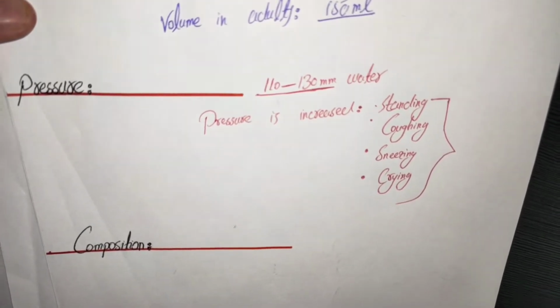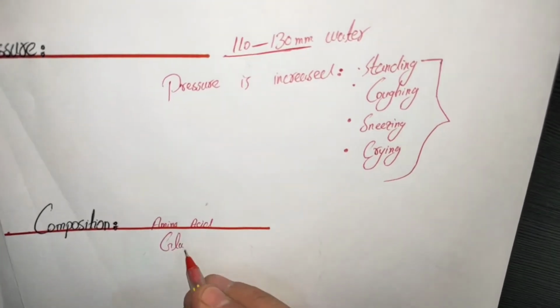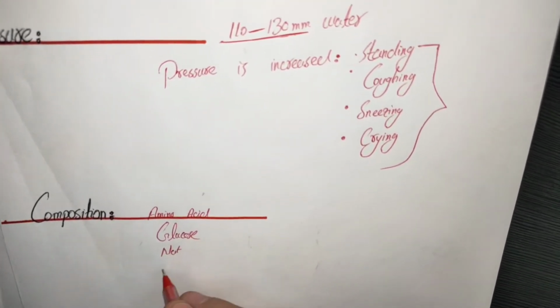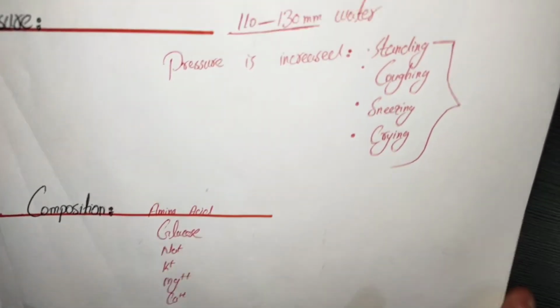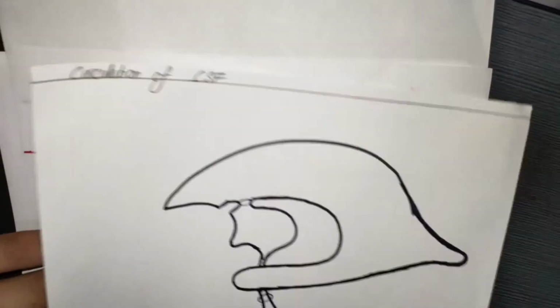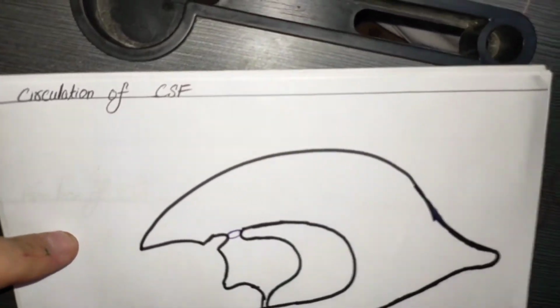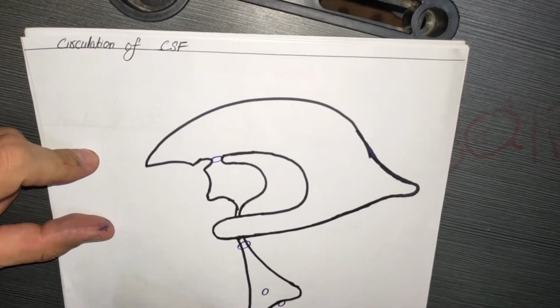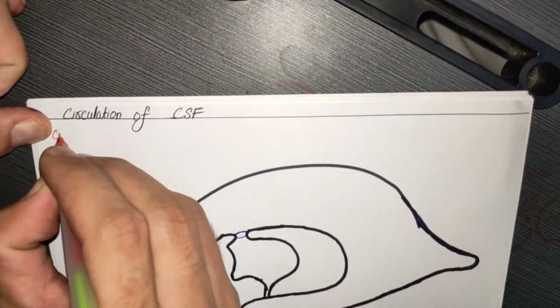Composition. What is CSF composed of? Amino acids, glucose, sodium, potassium, magnesium, calcium, and so on. Now let's talk about the function of CSF. Before function, we are going to talk about circulation of CSF. How is it circulated in our brain and spinal cord?